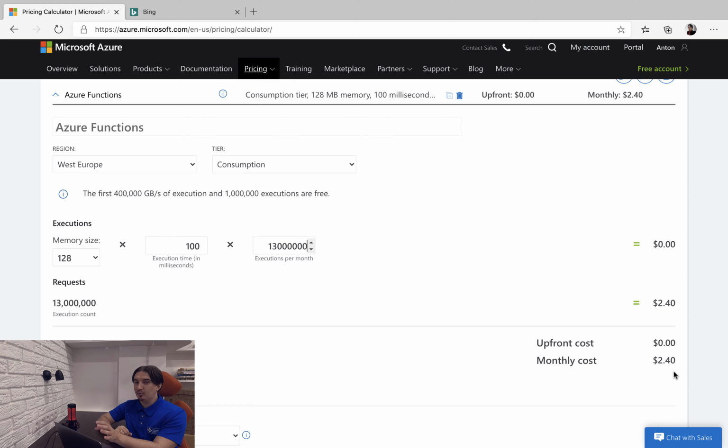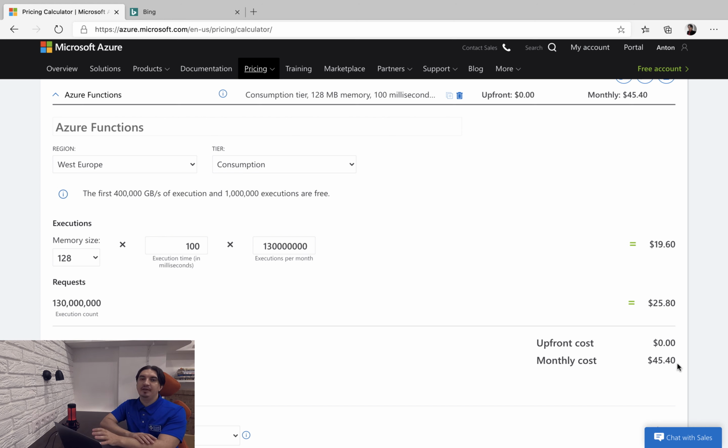Let's say that we have not one host, but 10 hosts in total. So I will just add 10 here. Now we have 130 million invocations. This is our Azure Function deployed across 10 different regions in Azure. And here we're talking about $45, so basically less than $5 per region to keep that function always up and running with our health probe. So this is really cool.